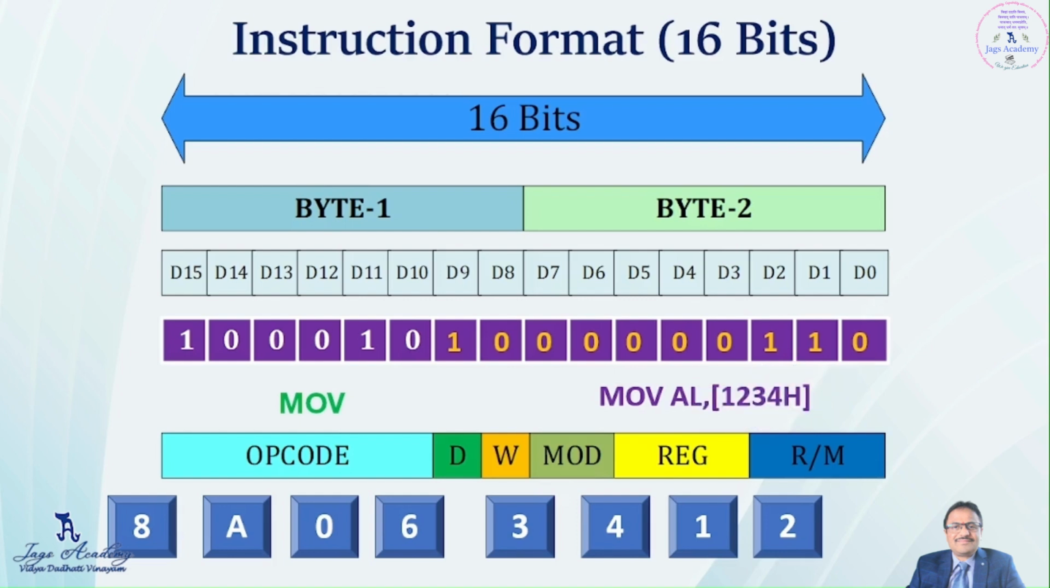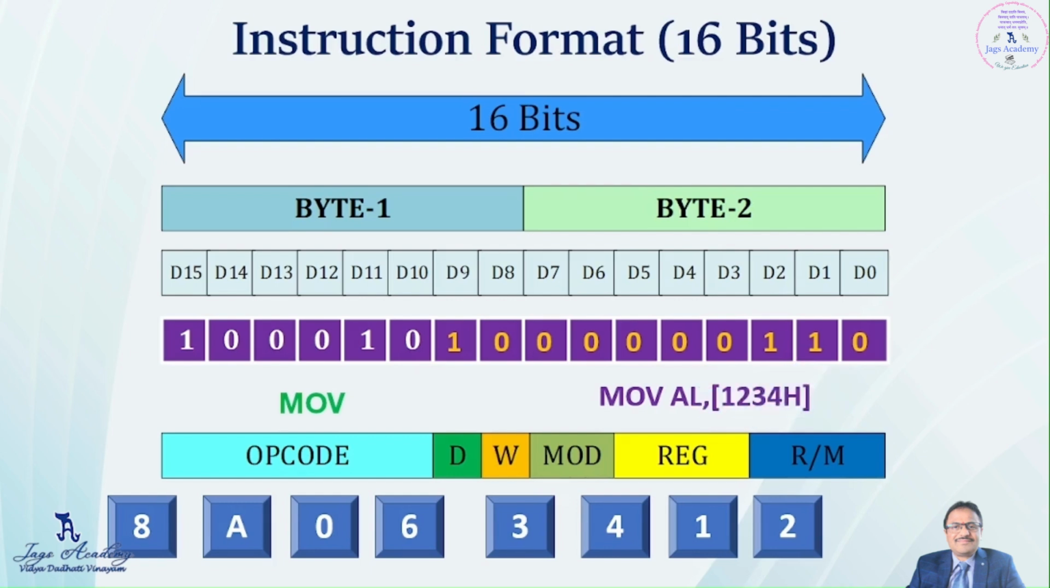It is stored in the code segment, of course, stored in memory, right? It is stored in some code segment with some offset address. You are writing your program as MOV AL, [1234H]. But when it is stored in the memory, what is stored? This is stored: 8A06 3412. This is what is understood by your microprocessor.